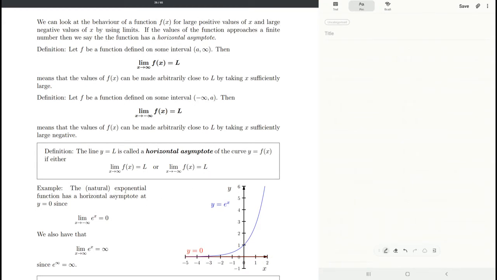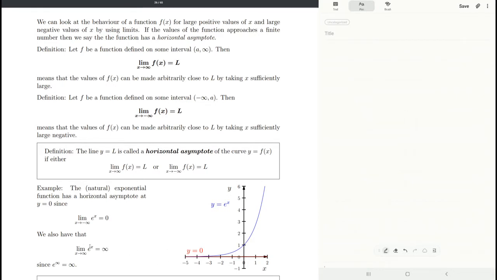Here is the natural exponential function, and the line y equals 0 is a horizontal asymptote of this function because the limit of e to the x as x approaches negative infinity is equal to 0. So what we see is that the function will approach y equals 0 as we make x a very large negative number.